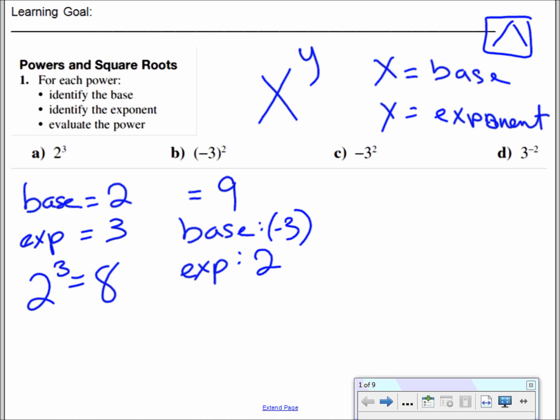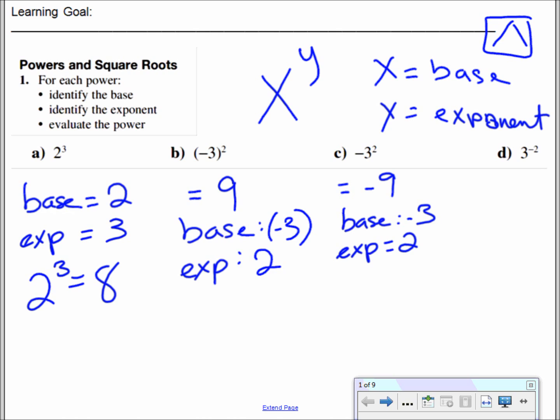Okay, that's the next example we're looking at. So base here is 3. Exponent is 2. However, that negative just makes your whole answer negative. So you end up getting -9 as your answer here.